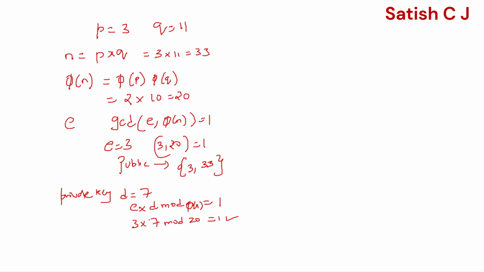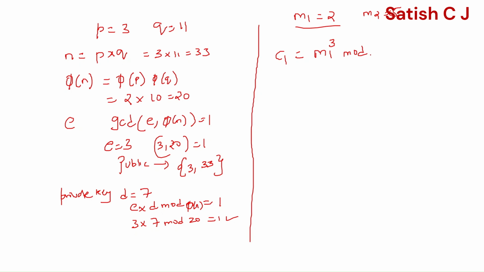The next thing is we need to compute the ciphertext C1 and C2. And for that we need the plain text. We'll take two plain texts. M1 is equal to 2 and the next plain text we'll take is M2 is equal to 5. So we are going to take M1 and find C1. C1 is computed as M1 power E mod N. What is E? The public key, that is 3. What is N? 33. So that is 2 power 3 mod 33, which is 8 mod 33. So C1 is computed as 8.